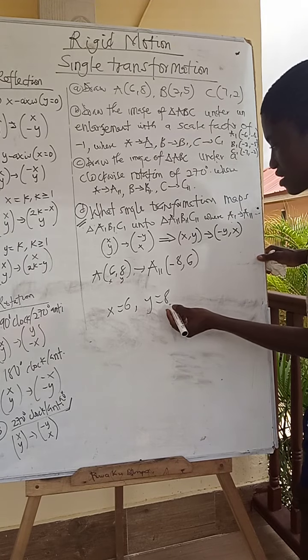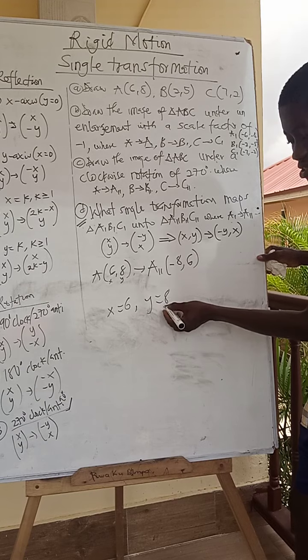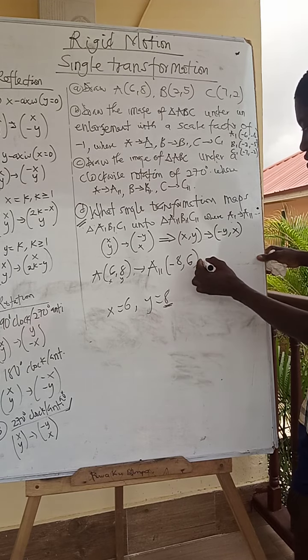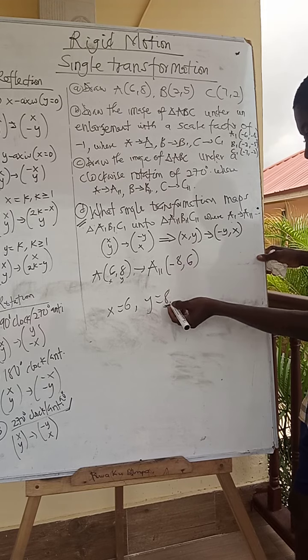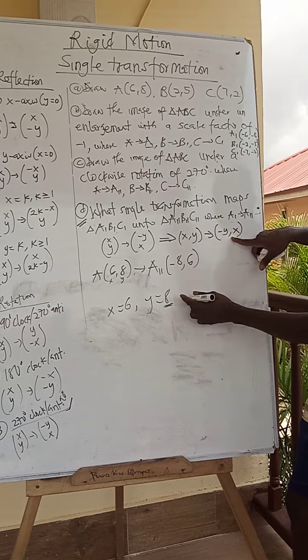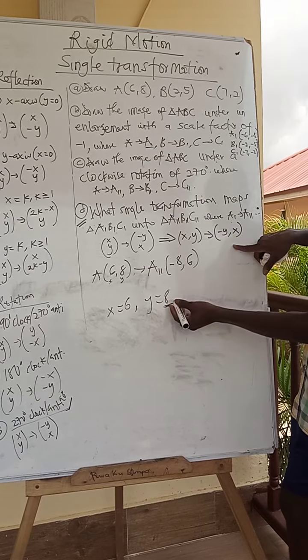So they are saying the formula is negative what? Y. So which one is y? 8. So negative of y is what? Negative of 8. That is negative y here. The negative y is first, comma, then our what? X. X is what? 6. So we are not changing anything.